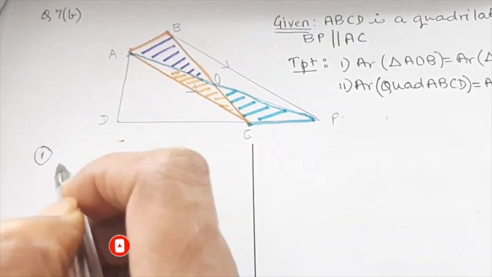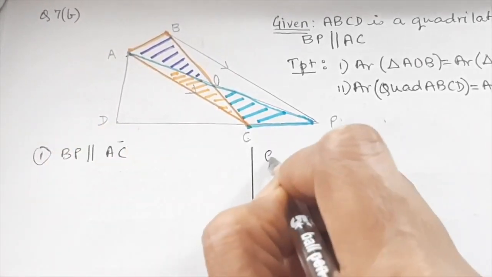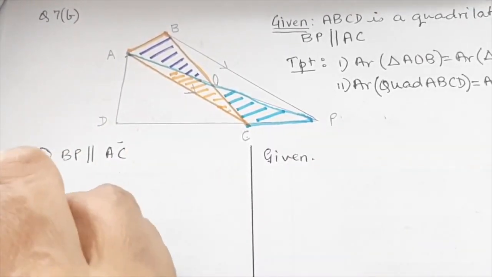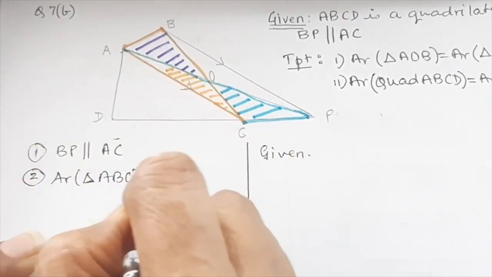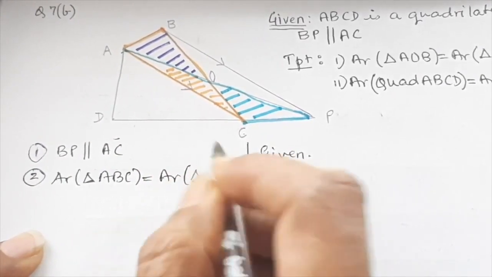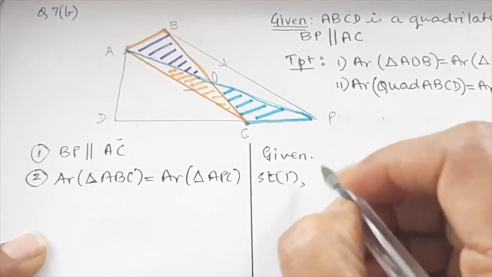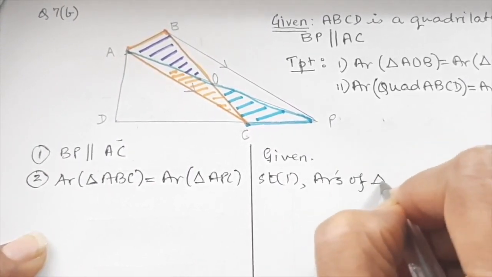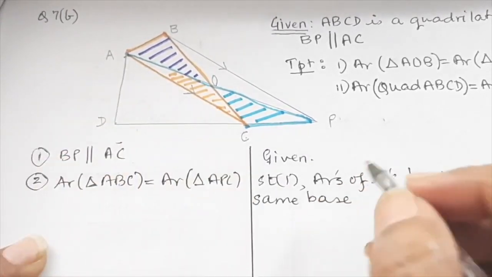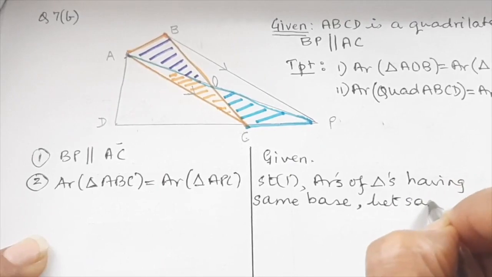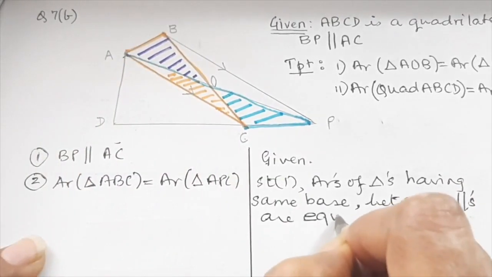Our statement number 1 is that BP is parallel to AC, and that is given. Statement number 2: area of triangle ABC will be equal to area of triangle APC, and this will be because of statement 1, and areas of triangles having the same base, that is AC is the same base, and between the same parallels, that is AC and BP, they are equal.